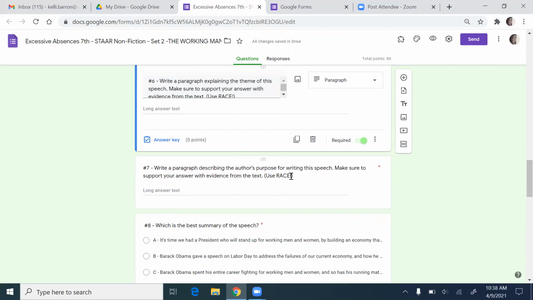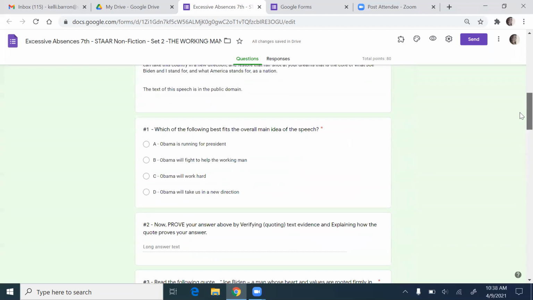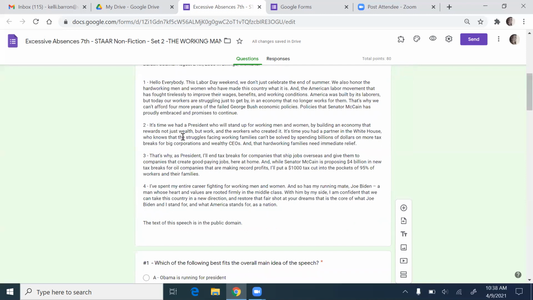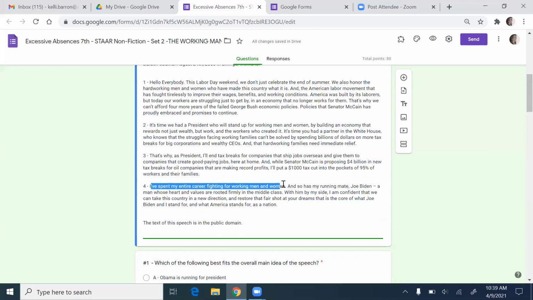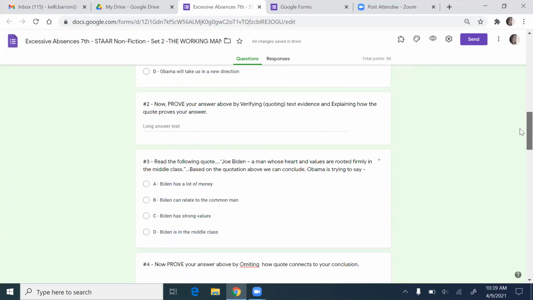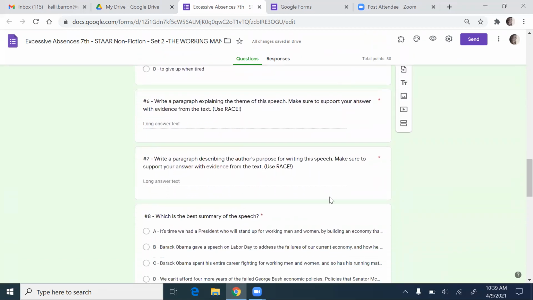Same thing down here. We're going to do that exact same process. The author's purpose for writing the speech is to convince voters, right? To convince voters to vote for him. How do we know this? Because it says things like, you need somebody in the White House. It's time we had a president. He wants you to vote for him. I've spent my career fighting for working men and women. With him by my side, I'm confident that we can take this country in a new direction. Okay? So right here, that's why as president, anything that's showing that he's trying to get them to vote for him as president. So that's going to be my evidence, and I'm going to explain how that evidence shows it.